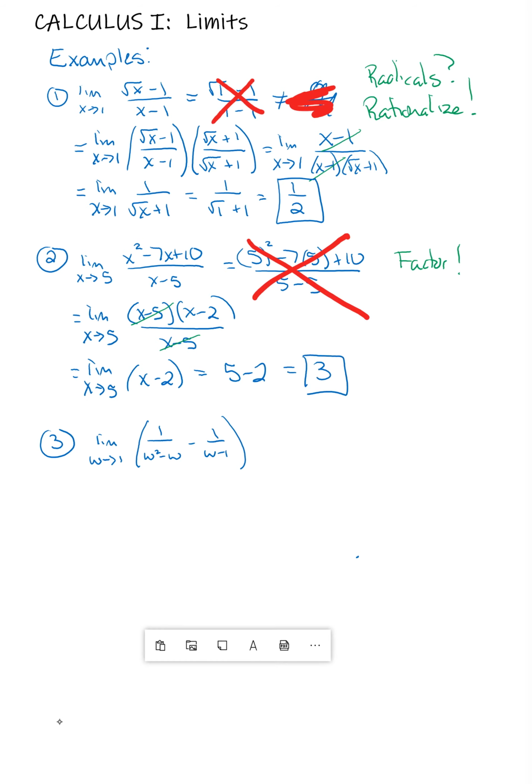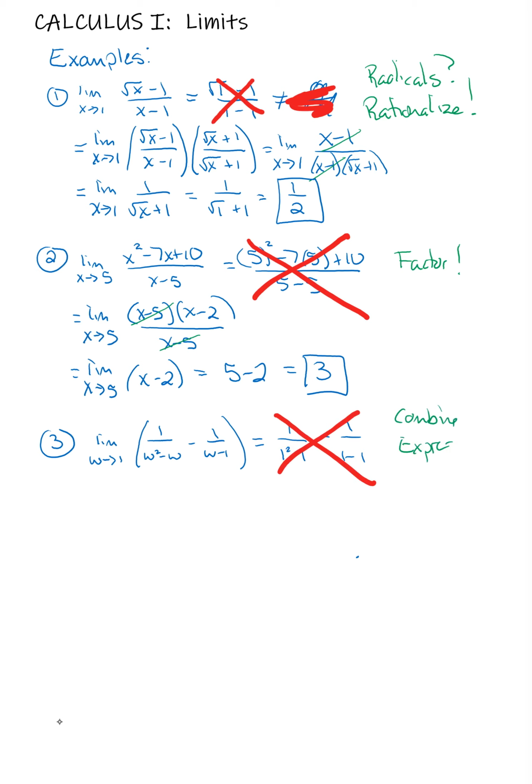In this case, again, if we were to simply evaluate all of those w's with a 1, we end up with 0 in the denominator twice. Again, not allowed to have that. So instead, in this case, what I'm going to do is I'm going to combine the expressions. It's sort of like adding and subtracting fractions. You'll have to get a common denominator.